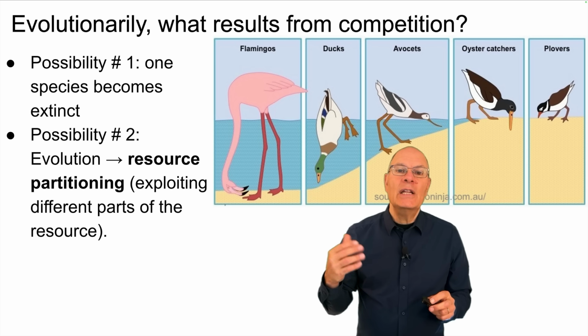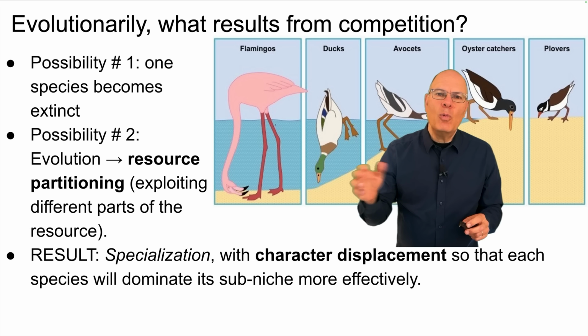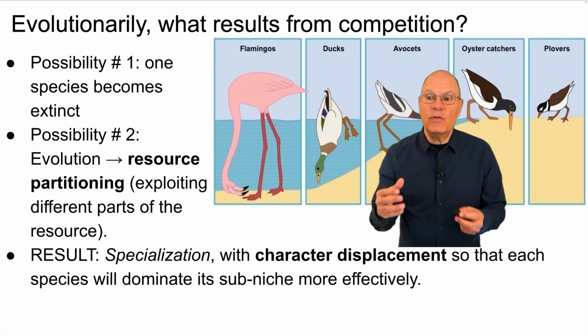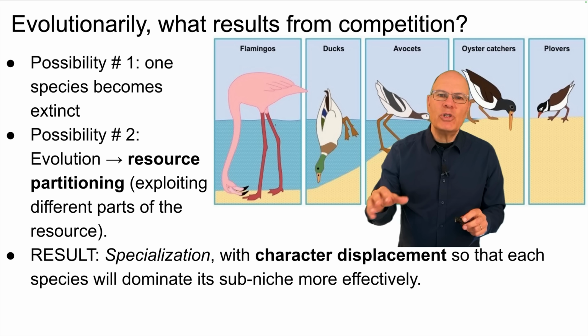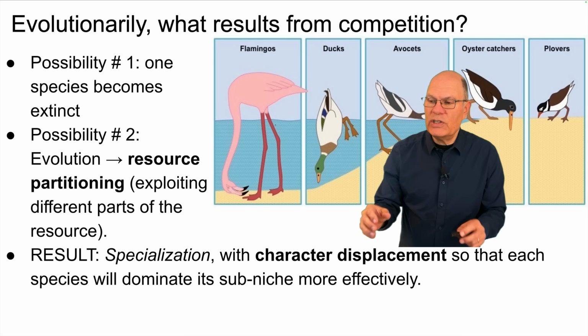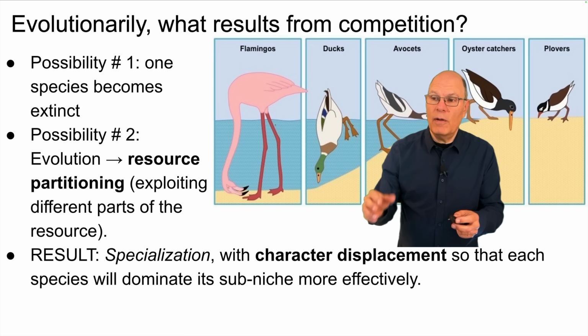That's exploiting different parts of the resource that they were competing for. The way that happens is through specialization. There's selection for different kinds of traits, and that results in character displacement. That simply means differences, so that each species will dominate its sub-niche more effectively.